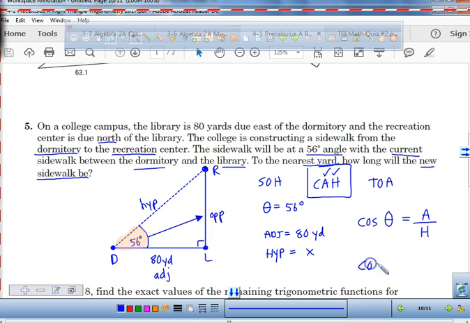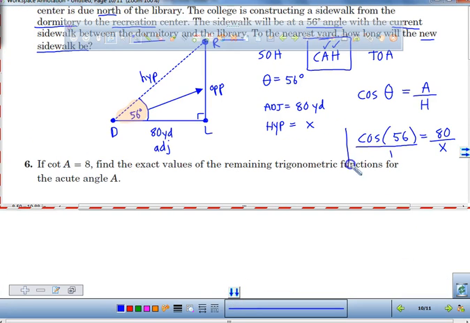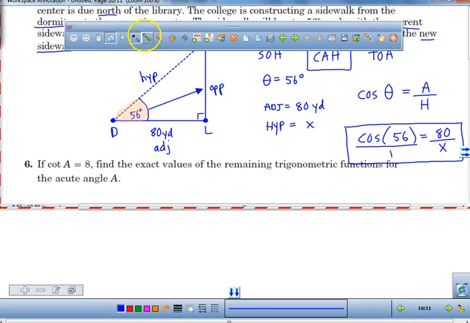So what information do I have? What is theta? 56. What is my adjacent side? 80. What is my hypotenuse? You can put x, you can put h, whatever you want to do. I'm going to put x right here. And there is your proportion all set up. So let's cross multiply. See what we get.